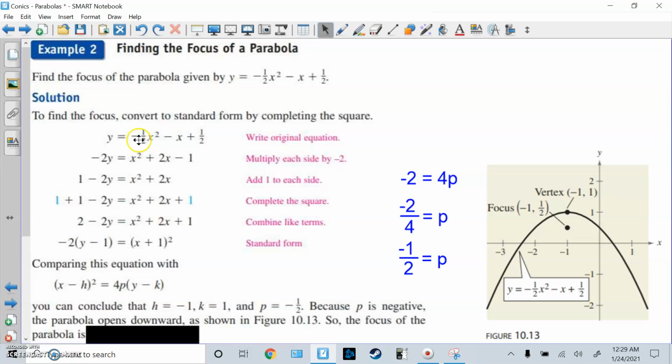So first, make sure a is 1. So either multiply both sides by -2. Then they're going to move this 1 over. You're allowed to do that if you want. Then they complete the square by doing b over 2, which is 1. Then square that, it's 1. So they added that to both sides in blue.